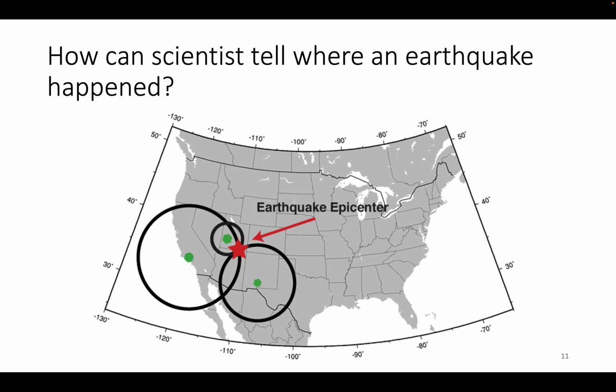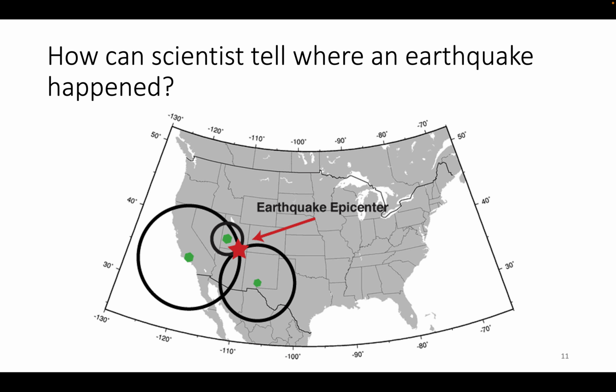How can scientists tell where an earthquake happened? This is done by looking at the amount of time between the P and S wave on a seismogram recorded on a seismograph. Scientists can tell how far away the earthquake was from that location. However, they can't tell in which direction from the seismograph the earthquake was, only how far away it was. Hint, this is important for your quiz.